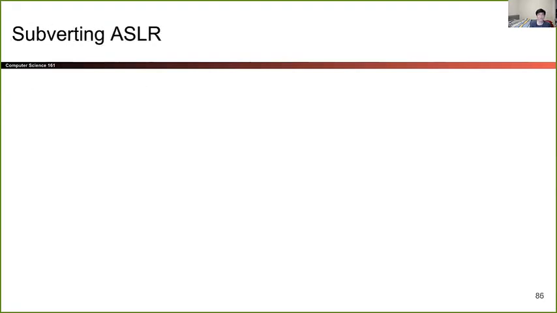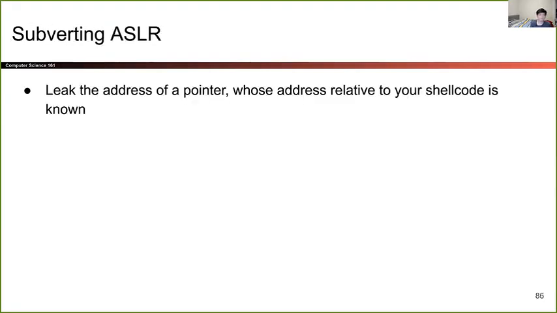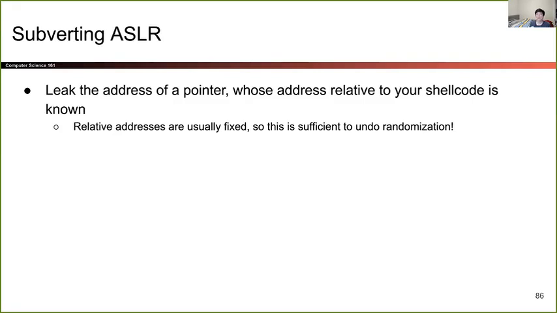All right, how do we subvert ASLR? How do we break this? First, if we leak the address of a pointer whose address relative to your shellcode is known, then you can learn the address of your shellcode. If I know that my shellcode is 4 bytes above the RIP, and somehow I learn what the value of the RIP is, then I'll just add 4 to it and I'll infer that must be the address of my shellcode.